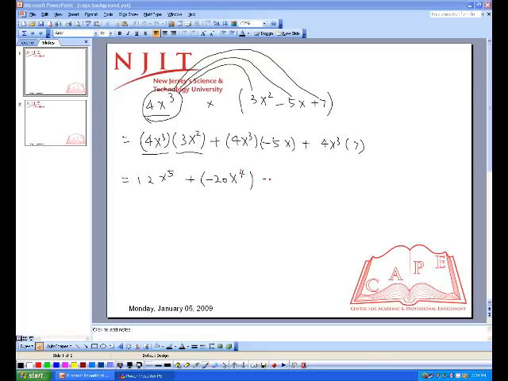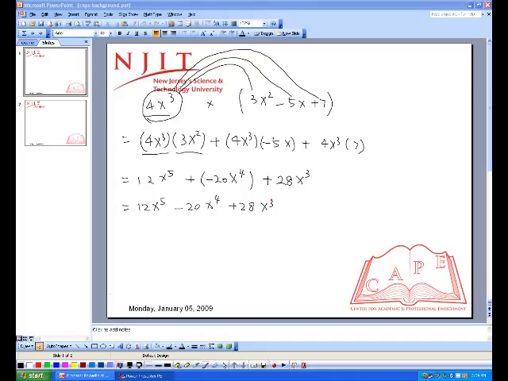Okay, plus, we have the third term, which is 4 times 7 gives you 28, and x cubed is multiplied by just itself, so x to the third. Okay, so this gives you 12x to the 5th minus 20x to the 4th plus 28x cubed. And that's your final answer.